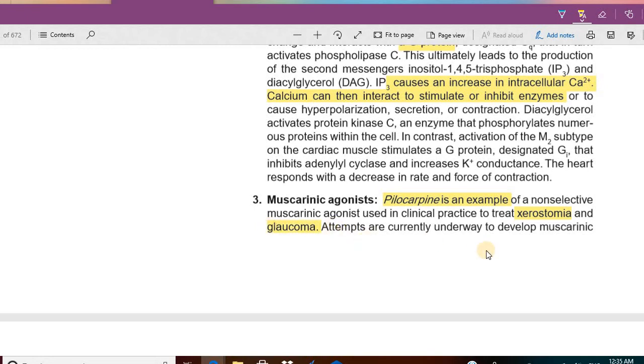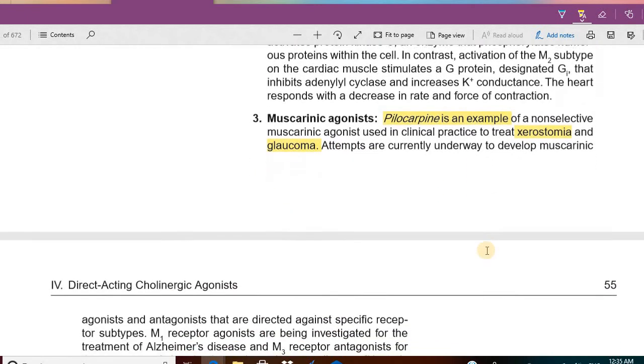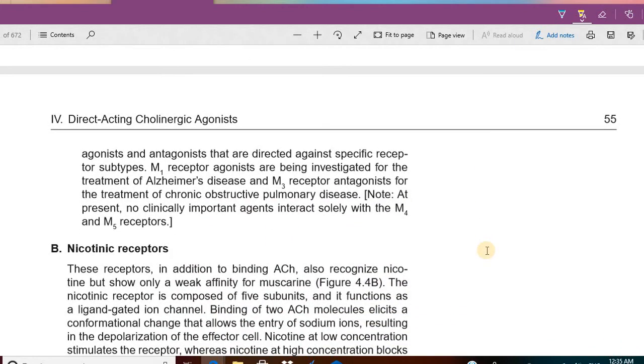Attempts are currently underway to develop muscarinic agonists and antagonists that are directed against specific receptor subtypes. M1 receptor agonists are being investigated for the treatment of Alzheimer's disease. We saw that M1 receptors are mostly in the lining of the stomach, but it is said that this receptor has also been discussed for the treatment of Alzheimer's disease.